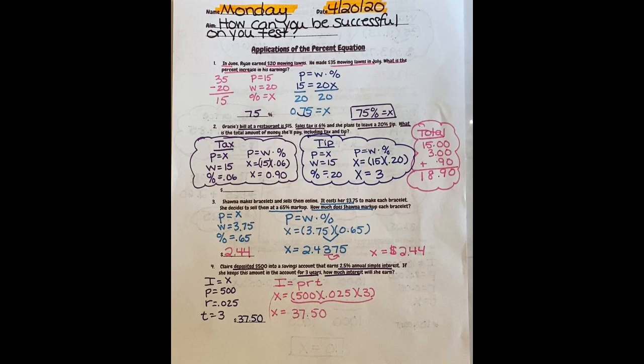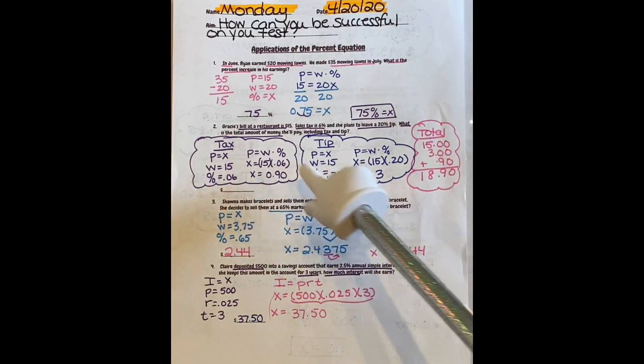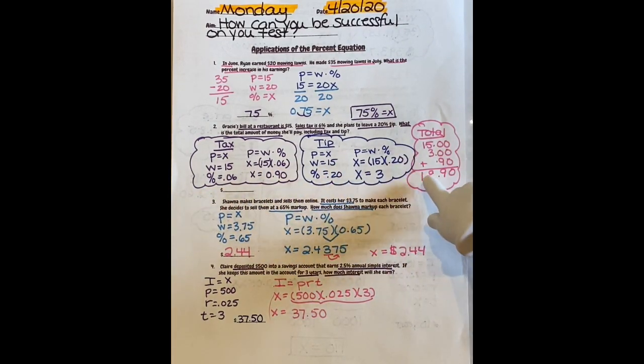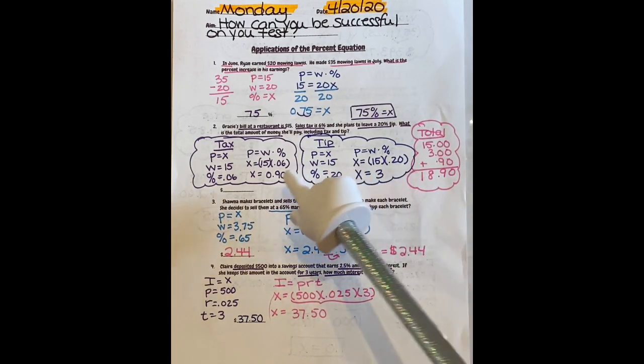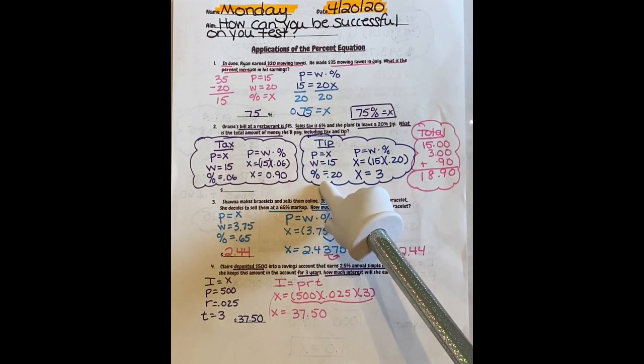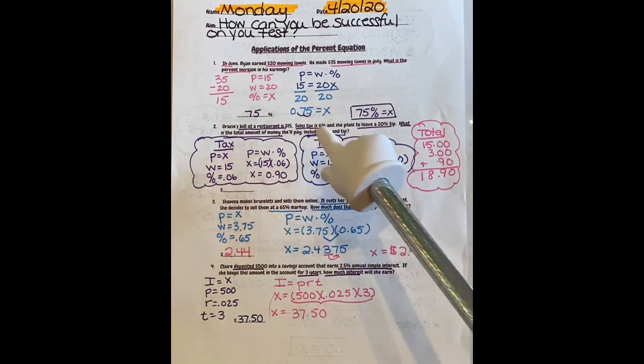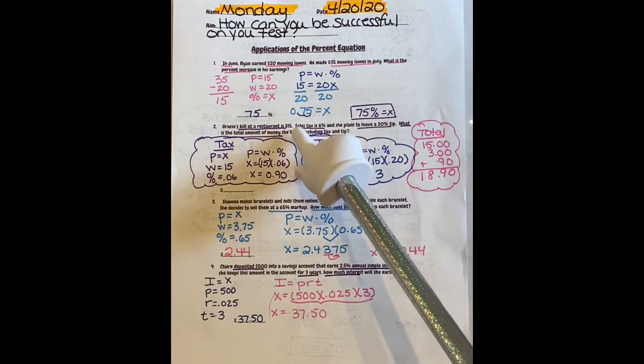Question number 2. Gracie's bill at a restaurant is $15. Sales tax is 6% and she plans to leave a 20% tip. What is the total amount of money she'll pay, including tax and tip? So I need to find both tax and tip before I can get my total. Tax and tip are both paid on the original amount, which is $15.